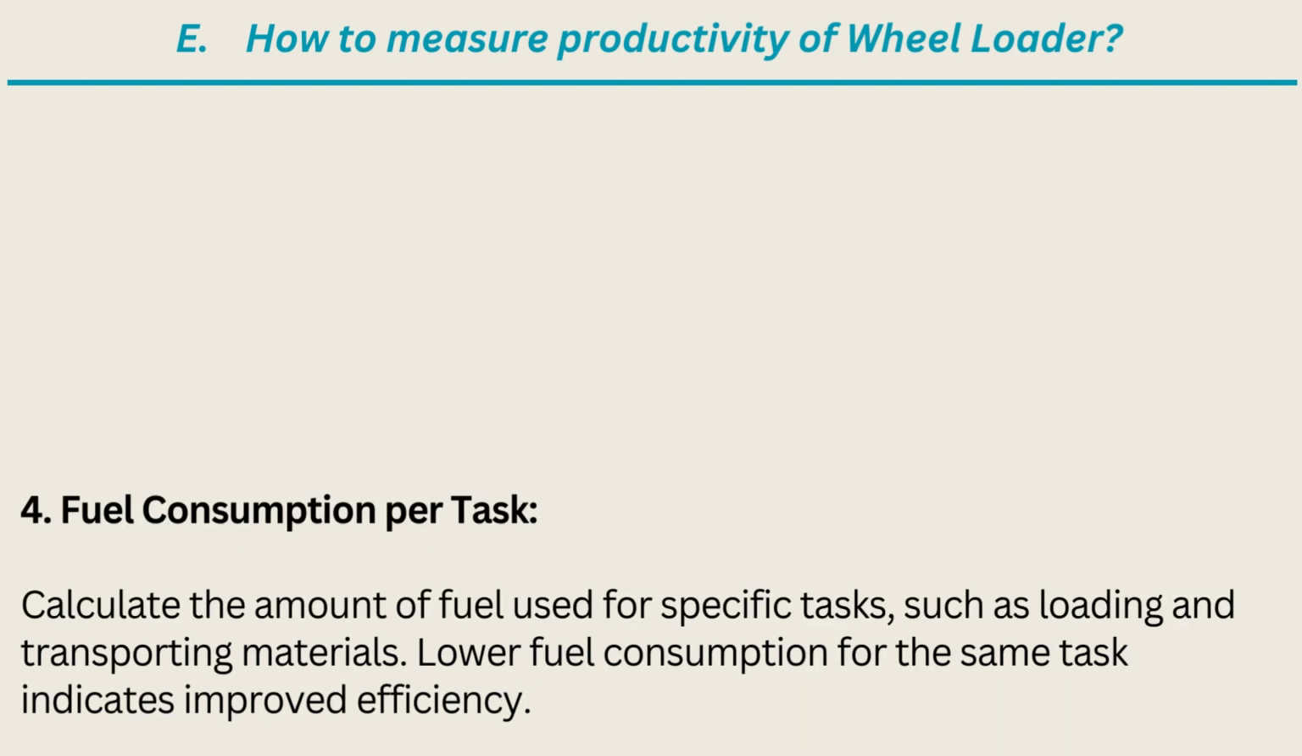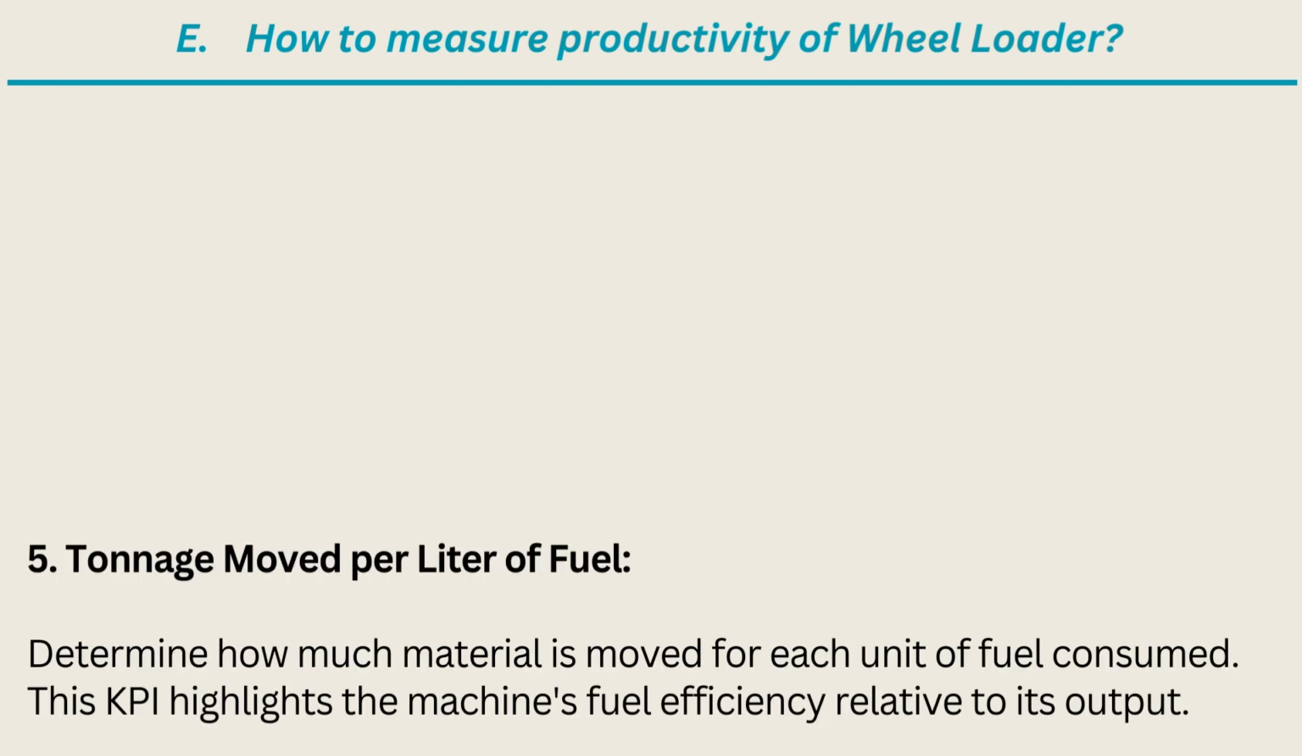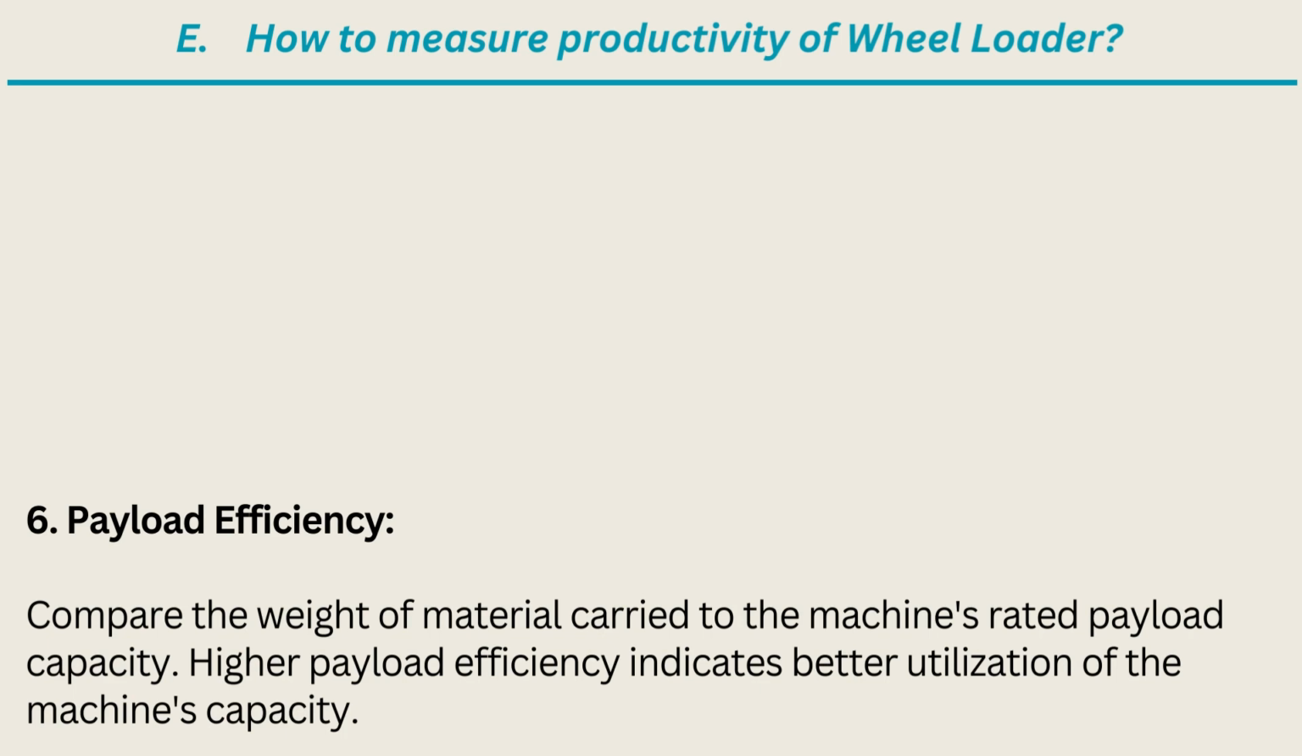4. Fuel consumption per task. Calculate the amount of fuel used for specific tasks, such as loading and transporting materials. Lower fuel consumption for the same task indicates improved efficiency. 5. Tonnage moved per liter of fuel. Determine how much material is moved for each unit of fuel consumed. This KPI highlights the machine's fuel efficiency relative to its output. 6. Payload efficiency. Compare the weight of material carried to the machine's rated payload capacity. Higher payload efficiency indicates better utilization of the machine's capacity.